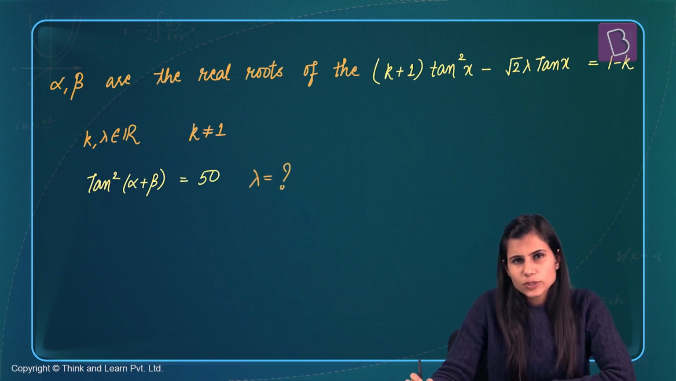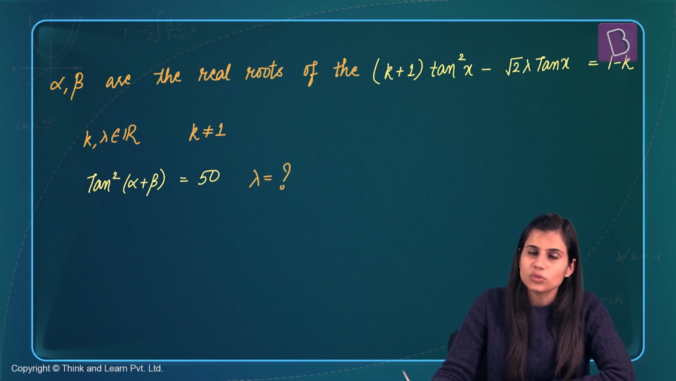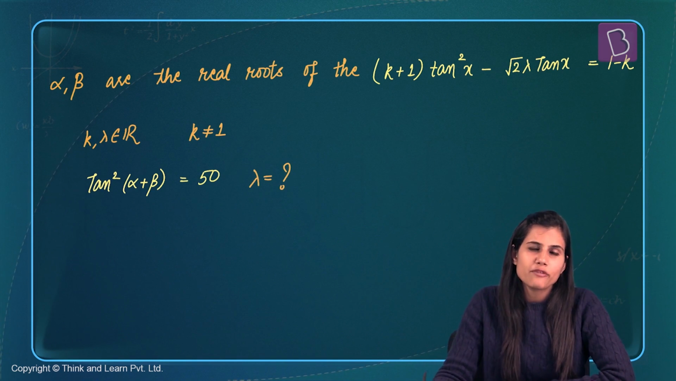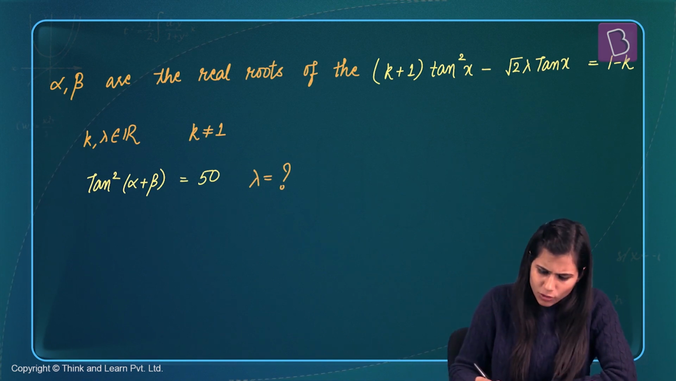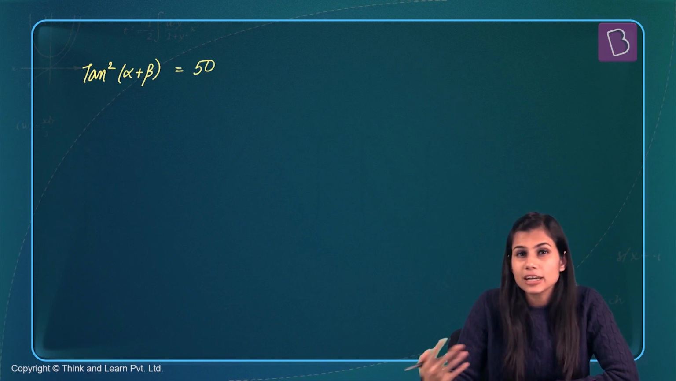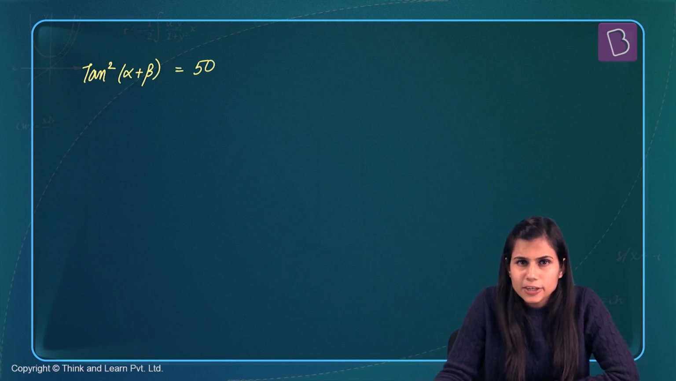Now first of all, realize what we have to find and what is given to us. We have to find out lambda, okay. Tan square of alpha plus beta is given as 50. Now, if tan square of alpha plus beta is 50, that means tan of alpha plus beta whole square is given to me as 50.